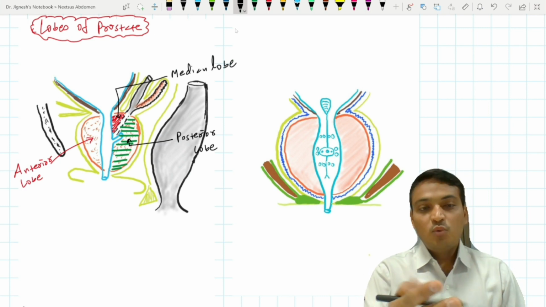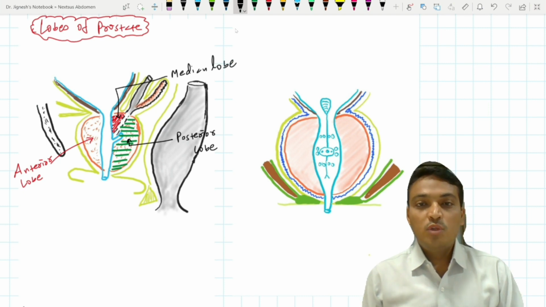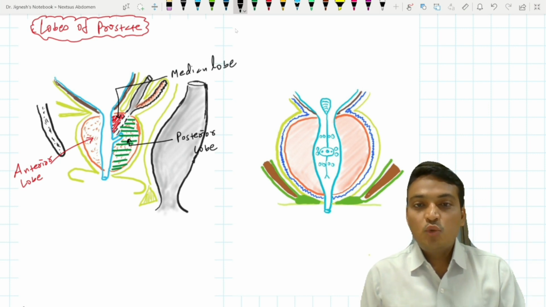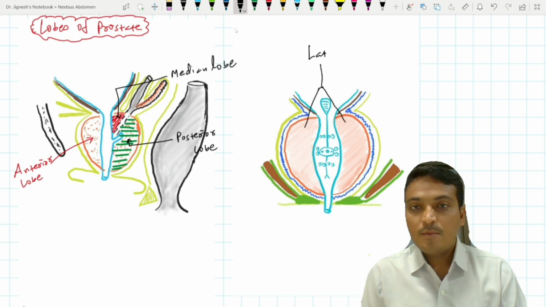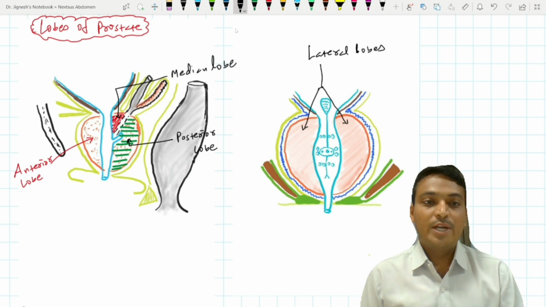These two lateral lobes we are not able to see here in the sagittal section, so that's why we move on to the coronal section of the prostate. Here in this figure with the coronal section, these two lobes are the lateral lobes of the prostate. What is the importance of these lobes of the prostate? This anterior lobe is devoid of glandular tissue, and that is why it is also called the isthmus.